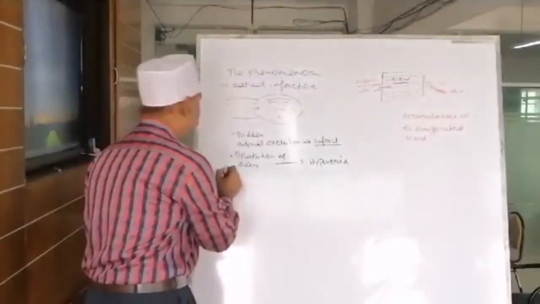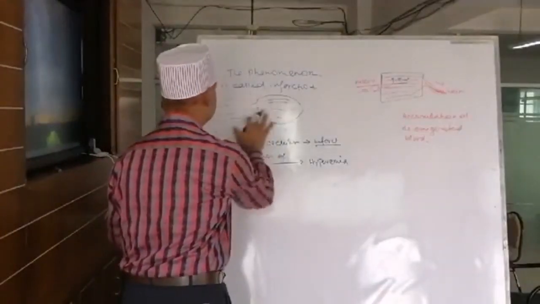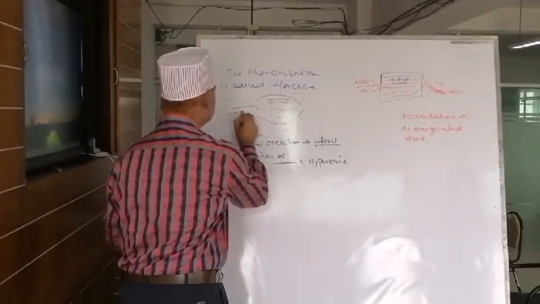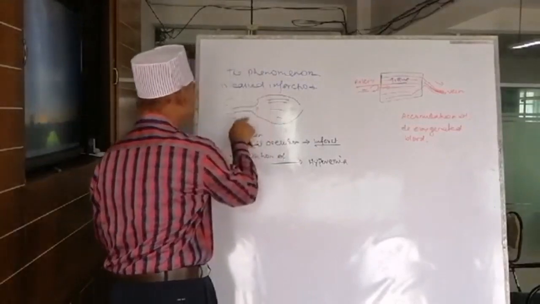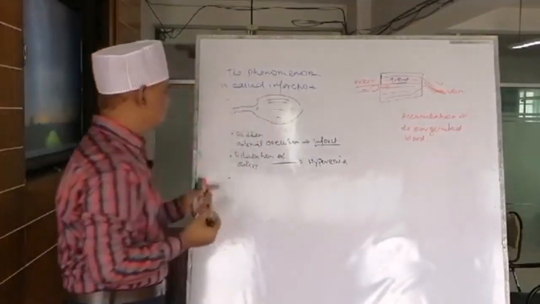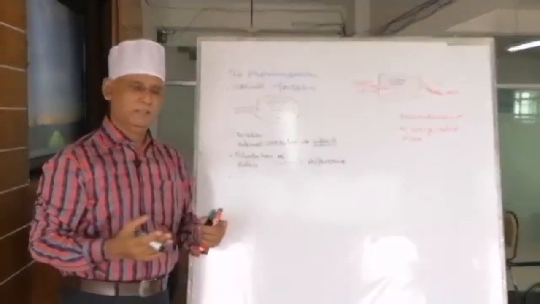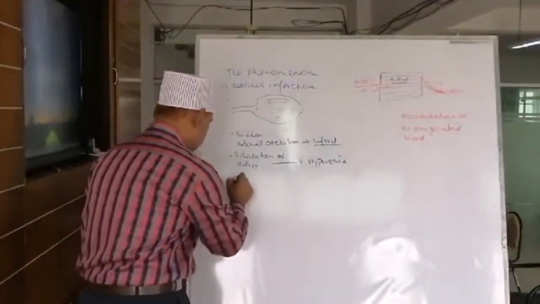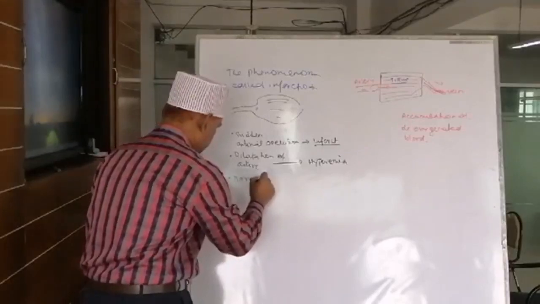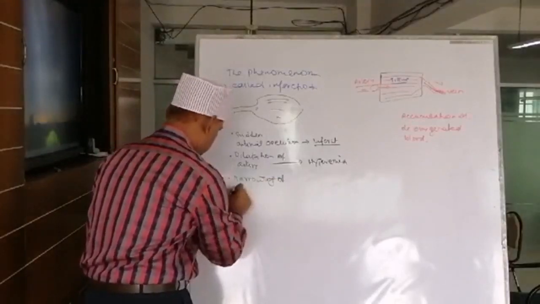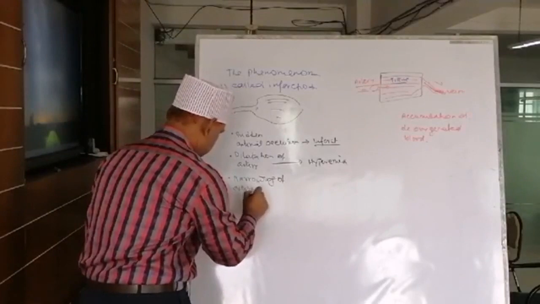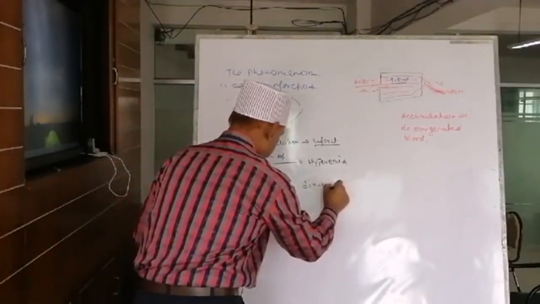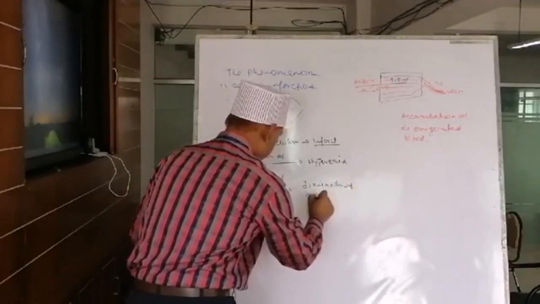And if there is narrowing of the blood vessel, the blood vessel becomes narrow. If narrowing of the blood vessel, what will happen? Following narrowing of the blood vessel or arteriole, there will be diminished blood flow in the tissue.